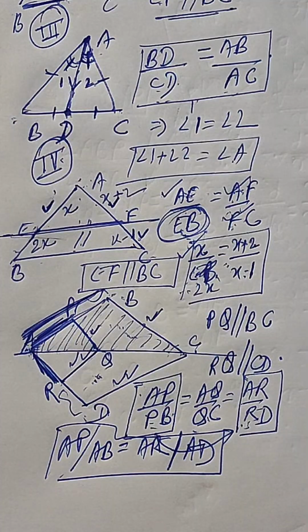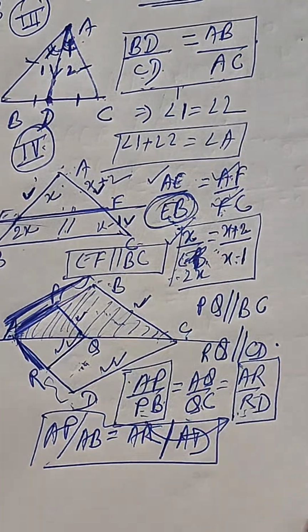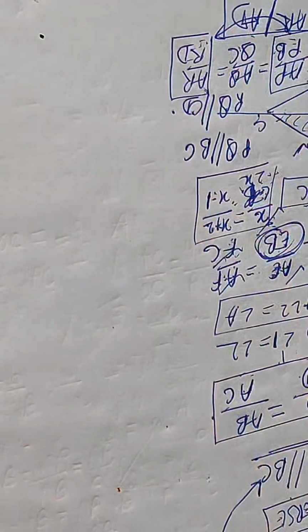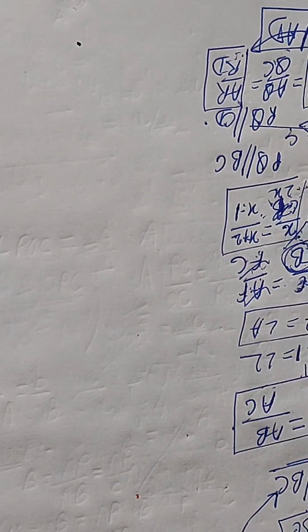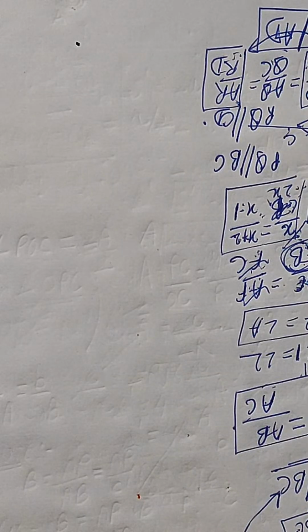A point X inside a triangle DEF. Let me change. So we can use this.